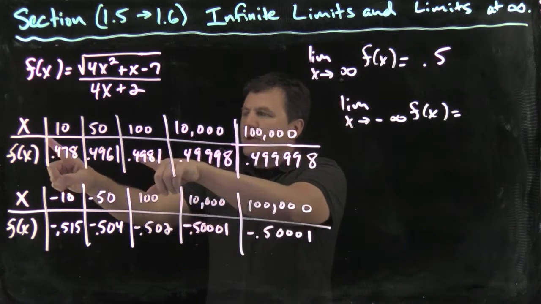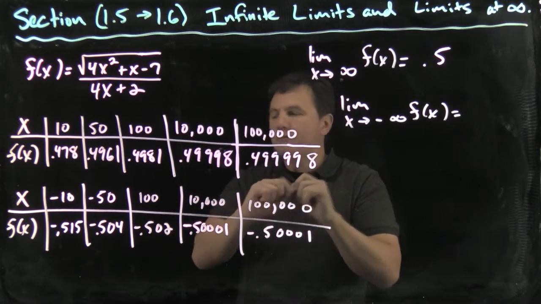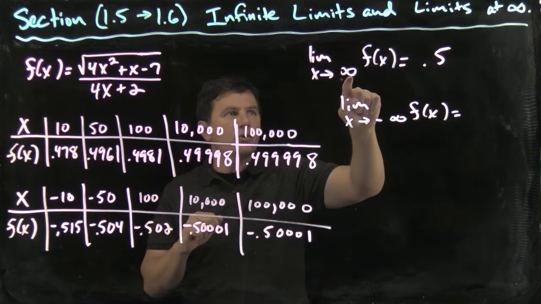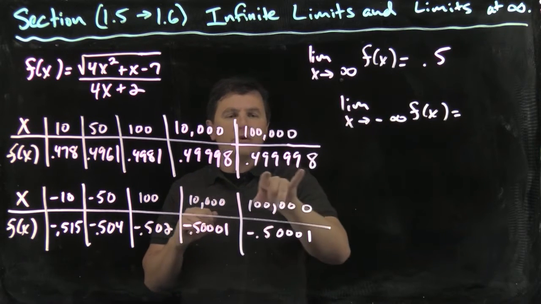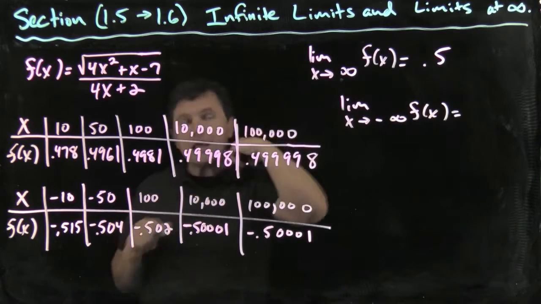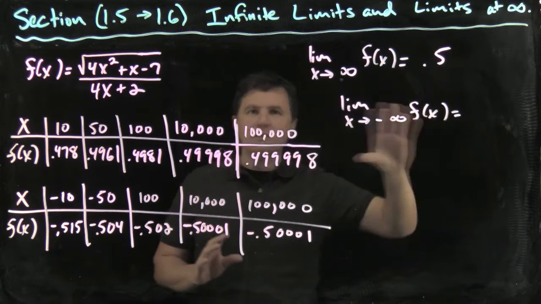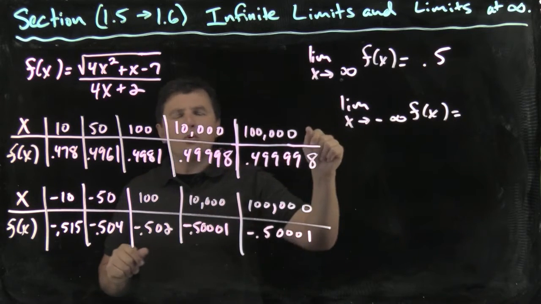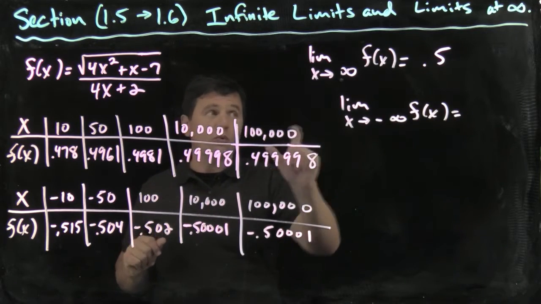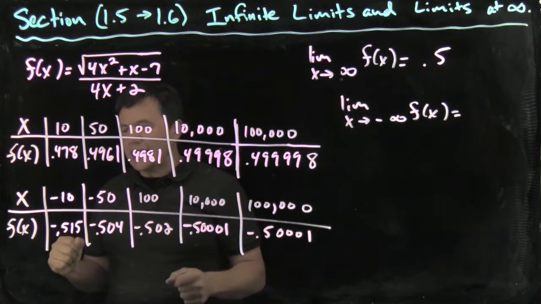So as x gets larger and larger, we're tending to 0.5. So our limit as x approaches infinity of f of x equals 0.5. Not 0.49999, which sometimes people will put. No, this thing's getting closer and closer to 0.5. If you aren't convinced, just keep going with higher and higher numbers. At some point, your graphing calculator will round it to 0.5, even though it never will actually be there.